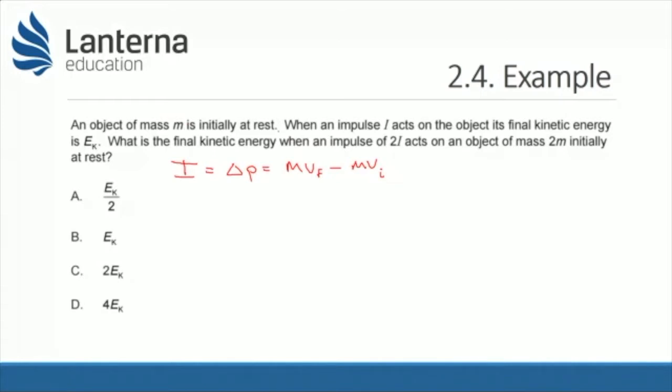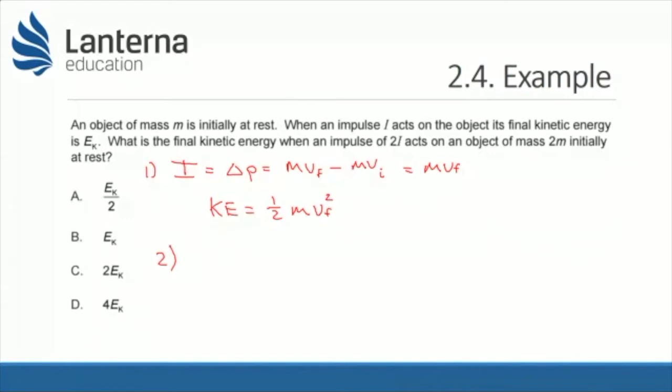The mass is initially at rest, so the initial velocity is 0. So I know that the impulse is just m times its final velocity. For the first object, I know its mass is m and its velocity is vf. So the kinetic energy is equal to 1/2 times its mass times its velocity squared. Now let's do the same for number 2.